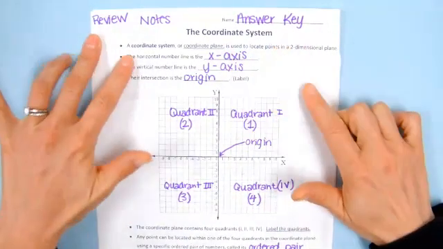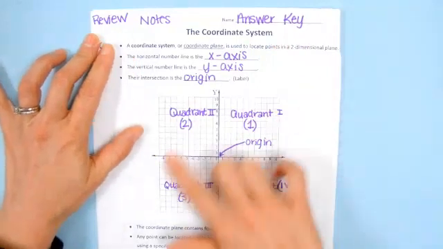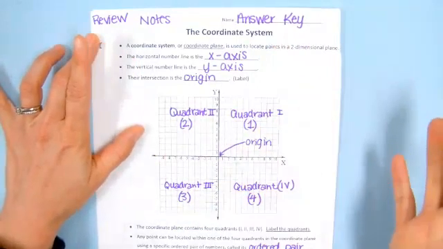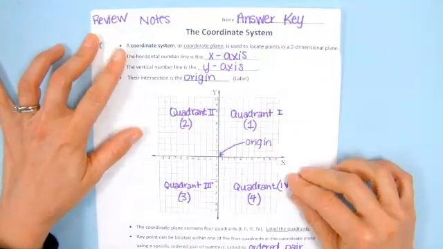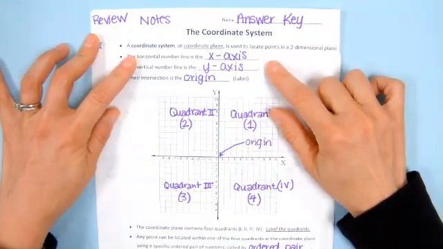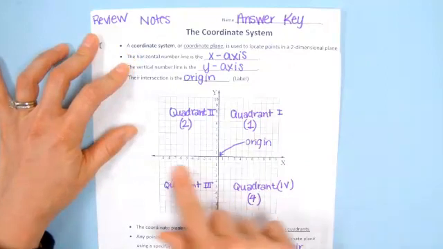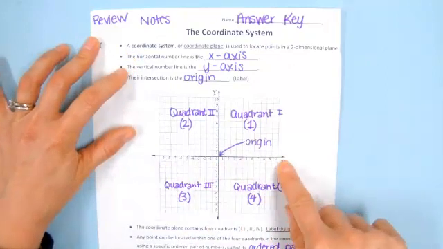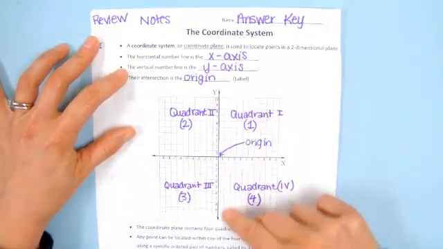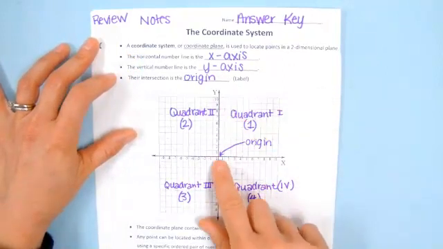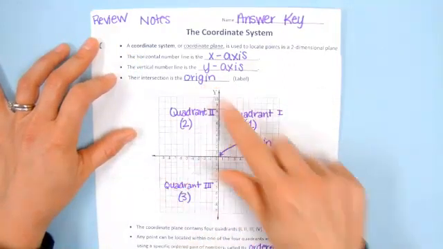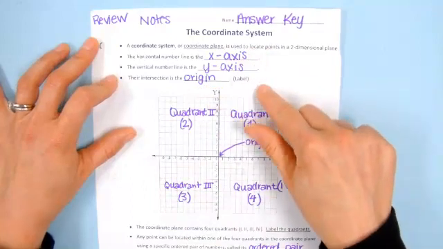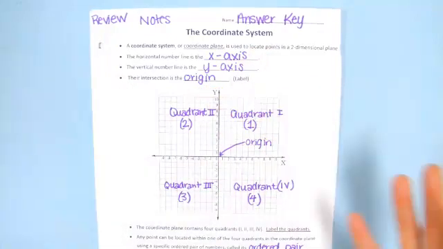A coordinate system or coordinate plane is this right here, and it's used to locate points on this plane. So what we want to fill in is the horizontal number line is the x-axis here. The vertical number line is the y-axis. And the intersection in the middle is called the origin. So you want to make sure you fill those in and know what those are.